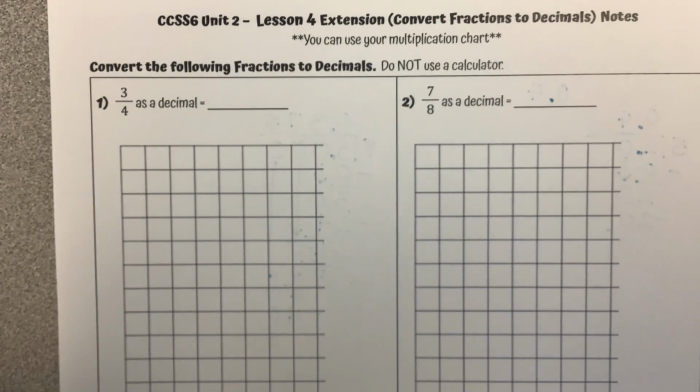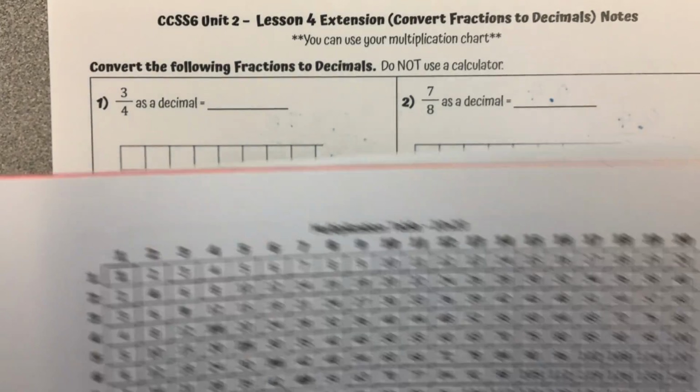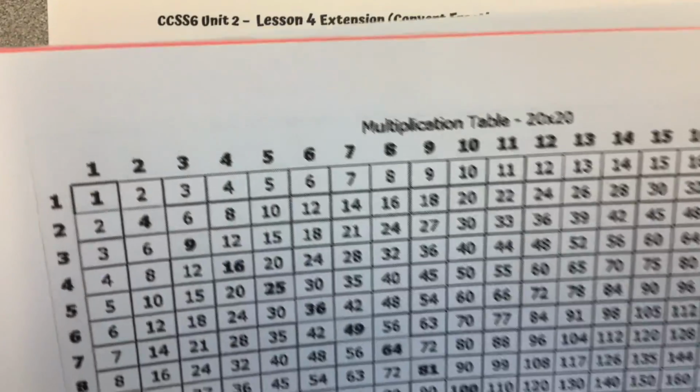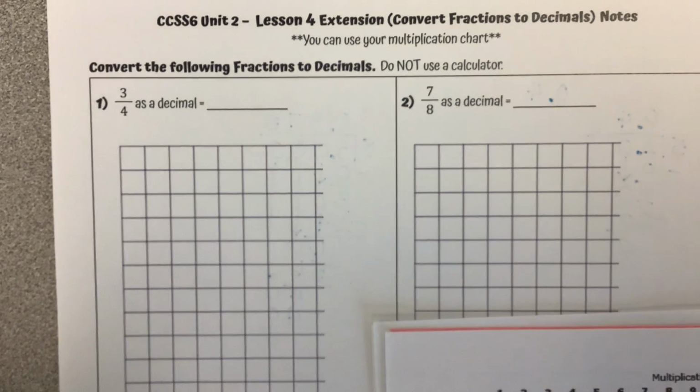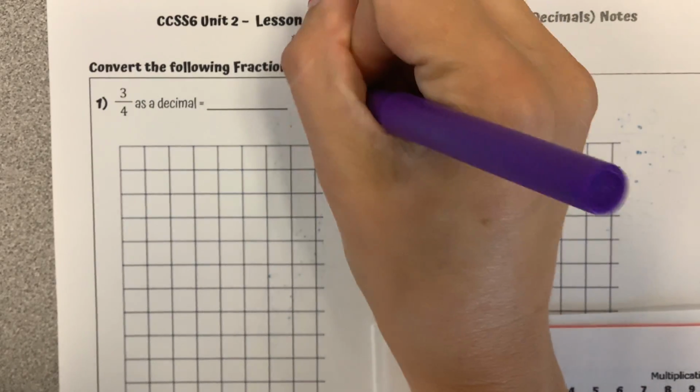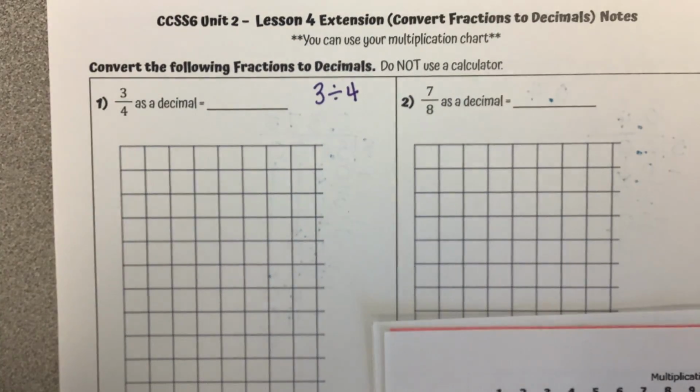For this extension lesson, we're going to do a little refresher on converting fractions to decimals. You can use your multiplication chart for this, and you should, because you should not be using a calculator. When we are converting a fraction to a decimal, we want to keep in mind that 3 over 4 means 3 divided by 4.